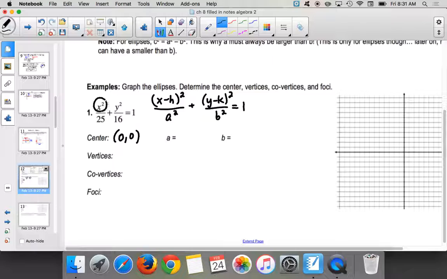Because it's x squared, there's no x minus 1 squared or anything. So it's like x minus 0 squared. All right, and our a and our b: for an ellipse, a is always bigger than b. But be careful, this is only for an ellipse. For a hyperbola, a can be either one. Kind of confusing.